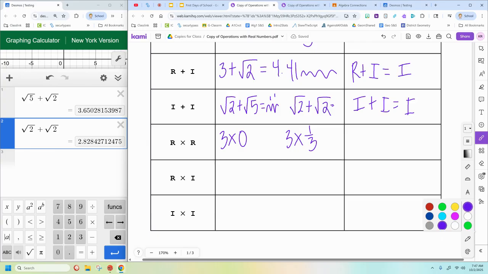Anything times 0 is going to be what, guys? Yeah, that's right. So that's rational. It's a whole number, but it's rational.